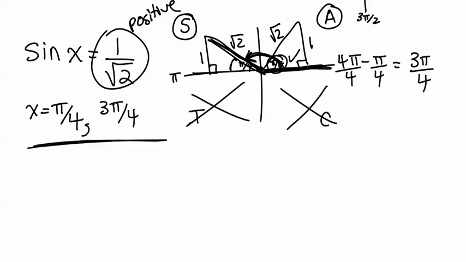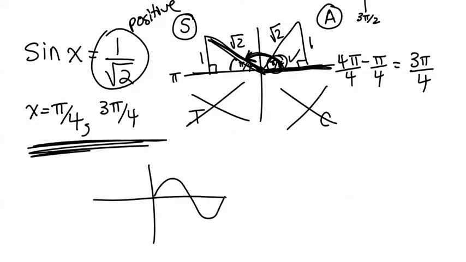So there we go. I get 2 values, which makes sense. Because if we look at the sine curve, it looks like we're going to have 2 values, like here and here for 1 over root 2. So we should have 2 values, all happening before pi.